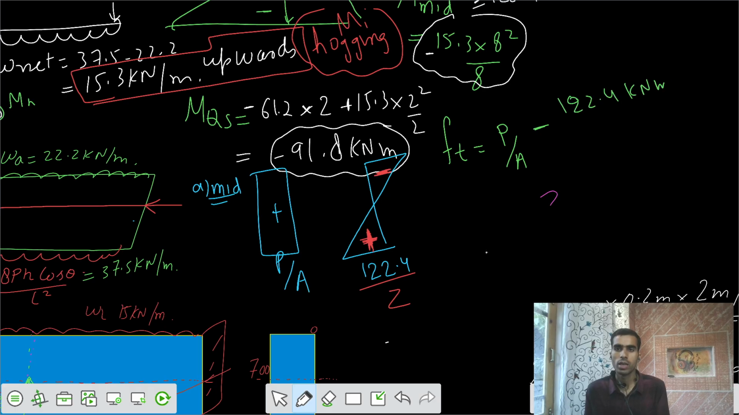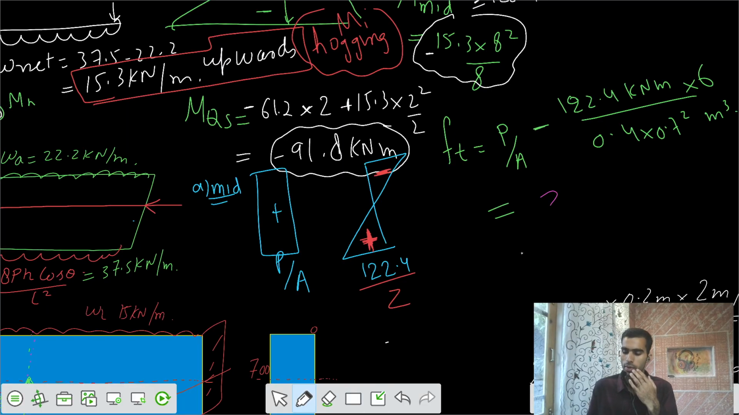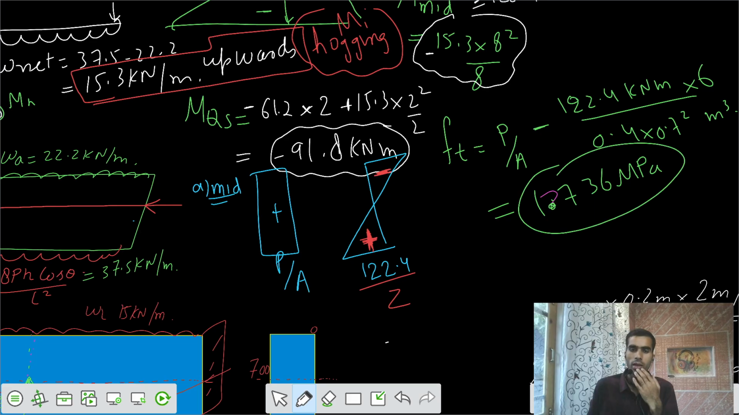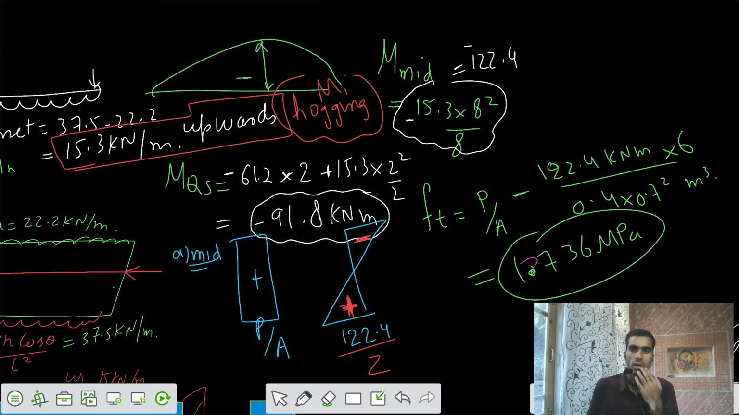kilonewton meter divided by section modulus of 0.4, 0.7 square divided by 6 meter cube, and we can solve that also. P by A and this one, that finally is equal to stresses at the top, 1.736 megapascals. And can we calculate the stresses at the top, but for the quarter span?